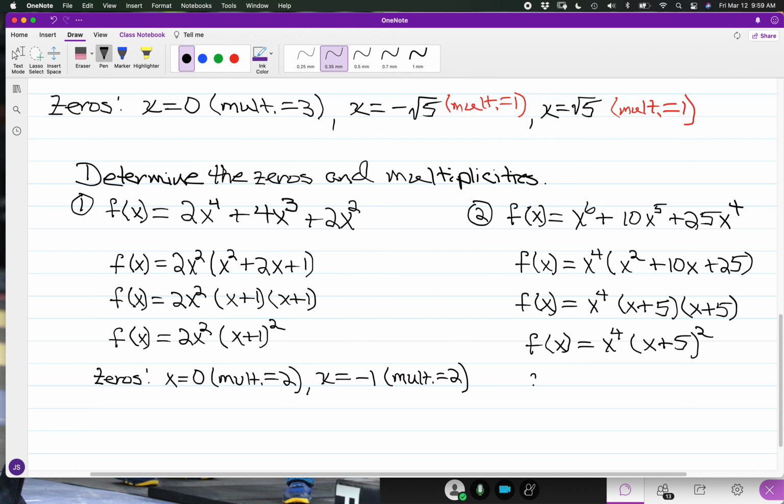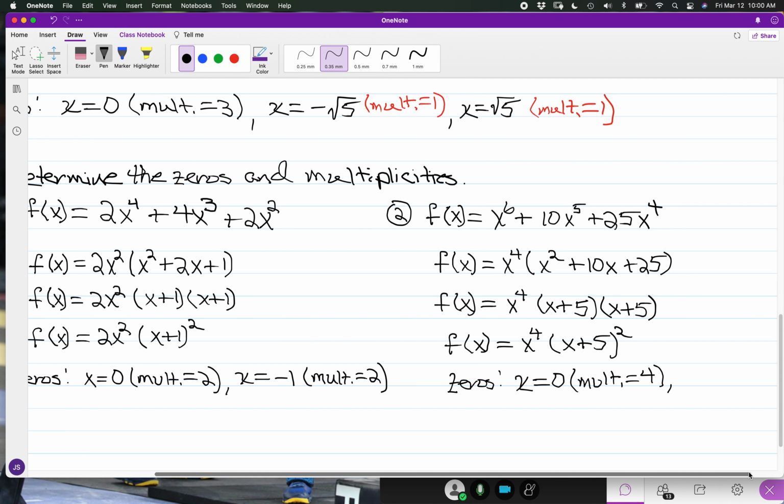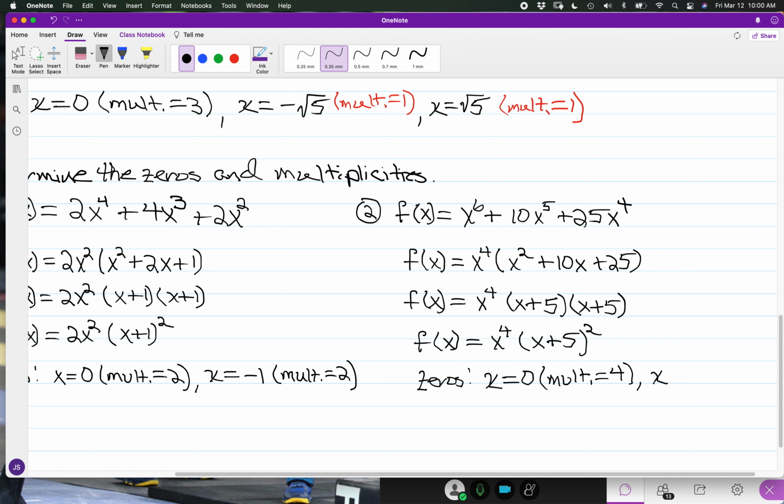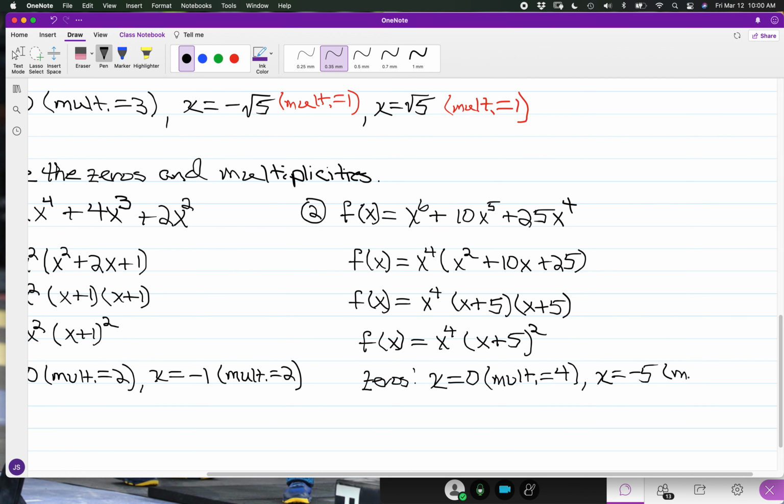And so, in the case of the zeros, from the x factor, we have x is equal to 0. And since the x factor is raised to the fourth, again, we're going to have that the multiplicity is equal to 4. And as for x plus 5, we have x is equal to negative 5. And since we have the square of x plus 5, we have that the multiplicity is equal to 2.